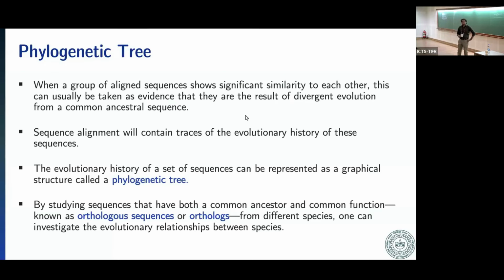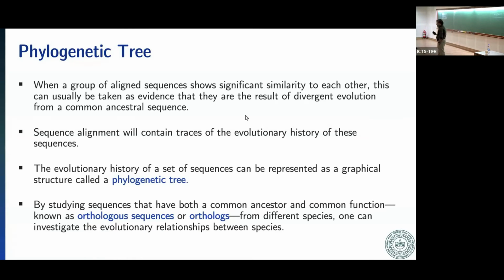And once you see that this set of sequences shows some similarity to each other, that means there are certain regions which are conserved across all the different sequences, then it can be taken as evidence that they are somehow related during evolution, okay? Essentially they came from a common ancestral sequence as the result of this divergent evolution process. And all we are trying to do is reconstruct this evolutionary history.